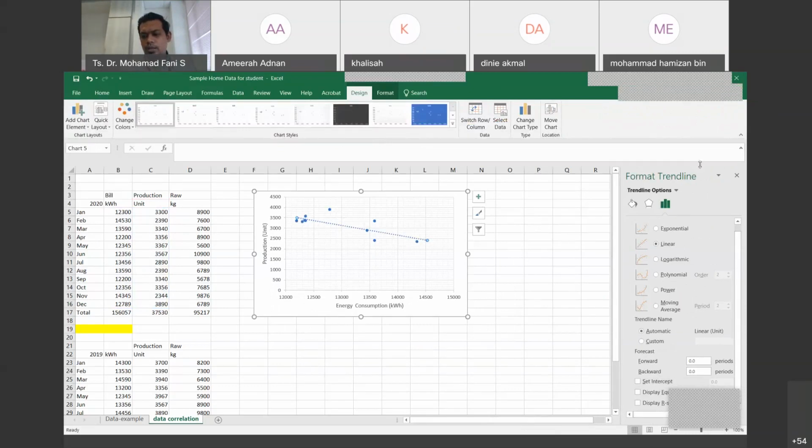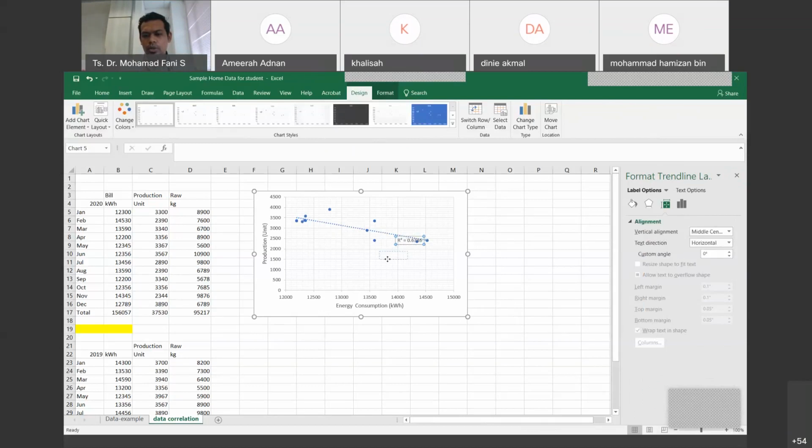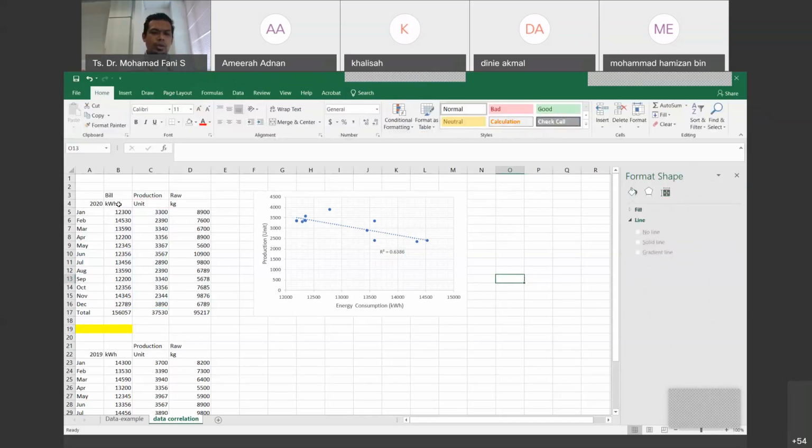And then from the format trend line, just click at the bottom of this trend line option. Click display equation and display R square, or you can only display the R square to define the correlation. Okay, the value of the R square closer to 1 represents the significance of the correlation between the variable and the energy consumption. Okay, do the same procedure or method for the raw material.